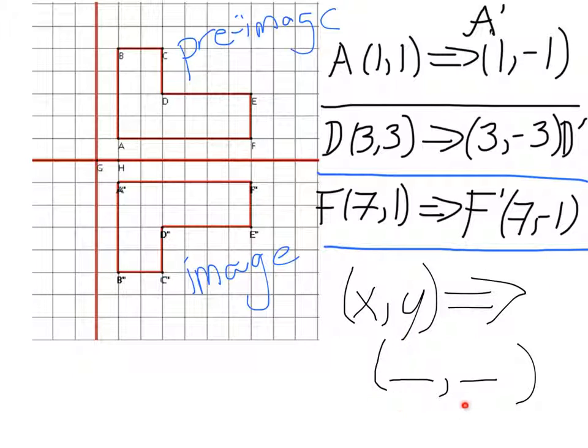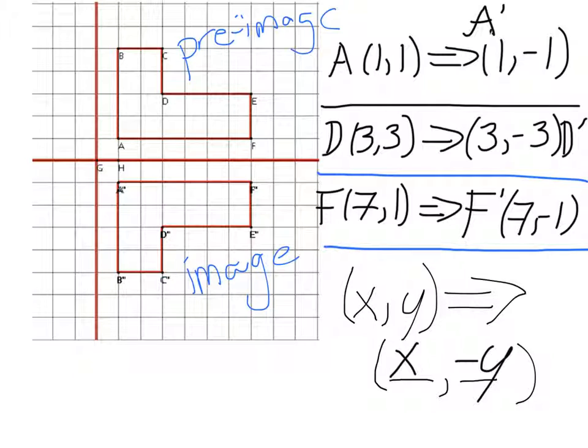So positive y becomes negative y. So let's go ahead and write that in. Negative y. We know that in each of our examples, 1 stayed 1, 3 stayed 3, 7 stayed 7. So we're talking about x staying the same as x. So our general rule for a transformation, a reflection across the x-axis, is (x, y) going to (x, -y).